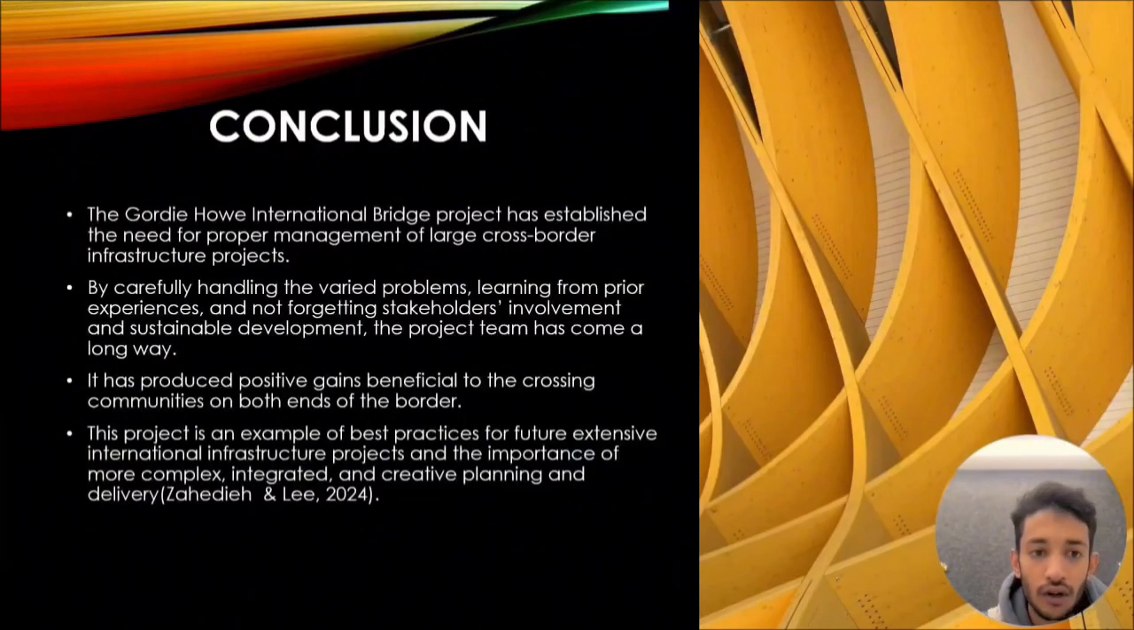Conclusion: the Gordie Howe International Bridge project has established the need for proper management of large and cross-border infrastructure projects. By carefully handling the varied problems, learning from prior experiences, and not forgetting stakeholders' involvement and sustainable development, the project team has come a long way. It has produced positive gains beneficial to crossing communities on both sides.